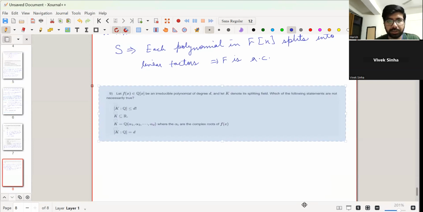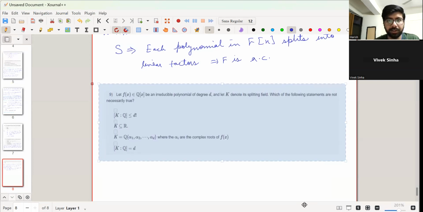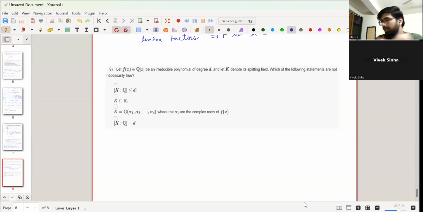So the ninth question says, let f(x) belonging to Q[x] be an irreducible polynomial of degree d and K denotes its splitting field. Which of the following statements are true? So the first is already done in the class, right? This has been discussed in class, that the degree of the splitting field is always less than or equal to the factorial of the degree of the polynomial. So this is discussed in lecture notes.